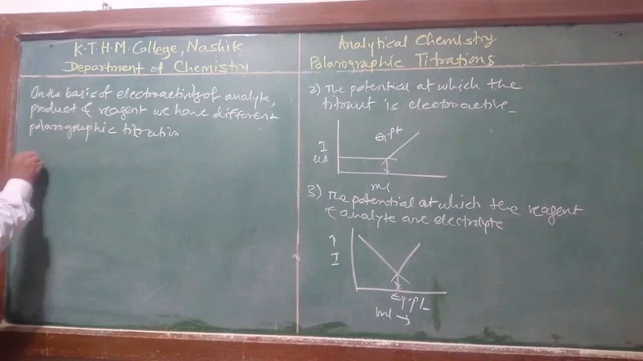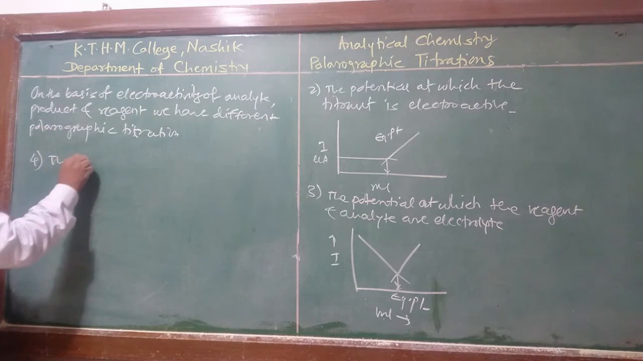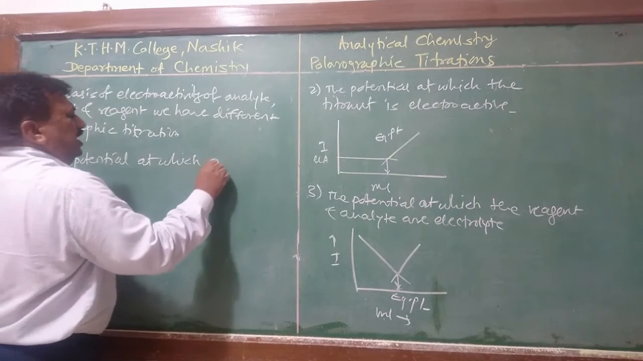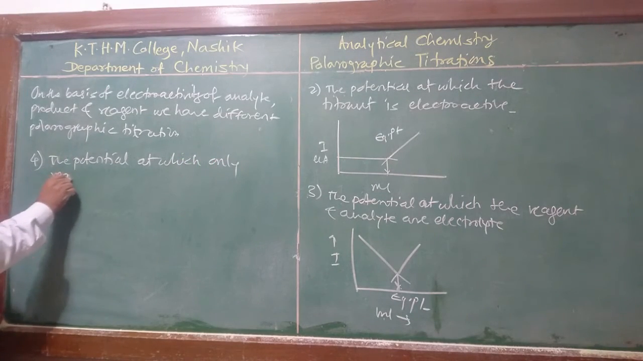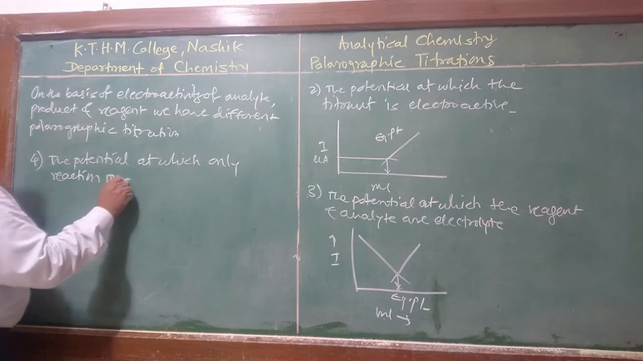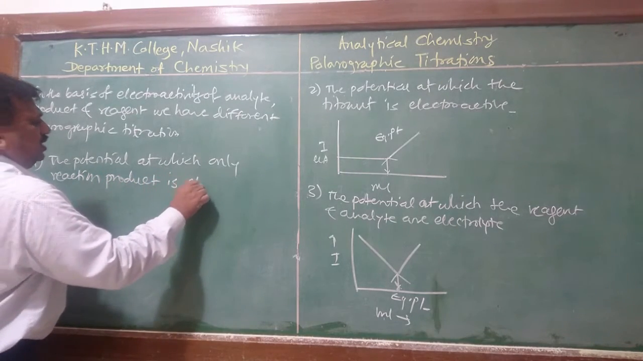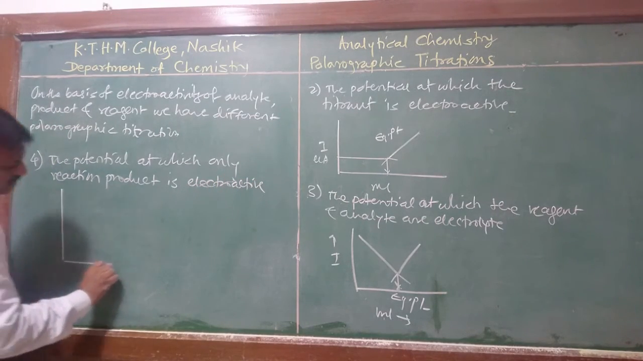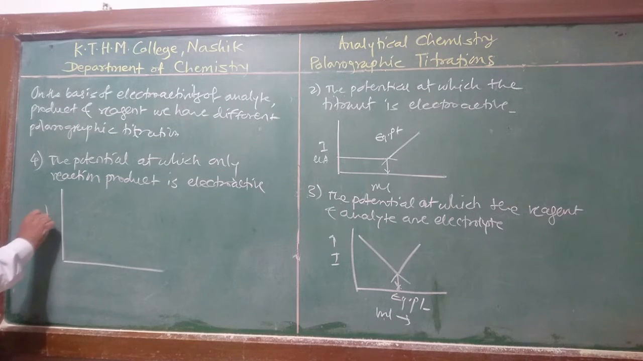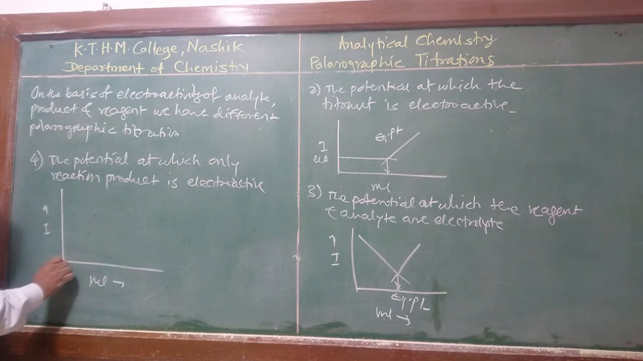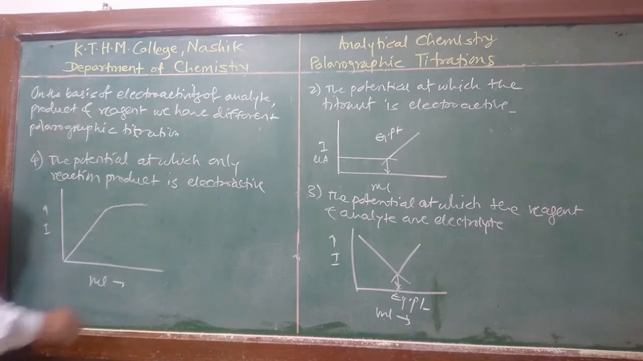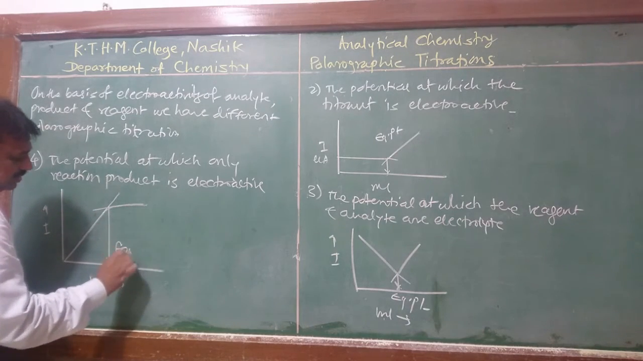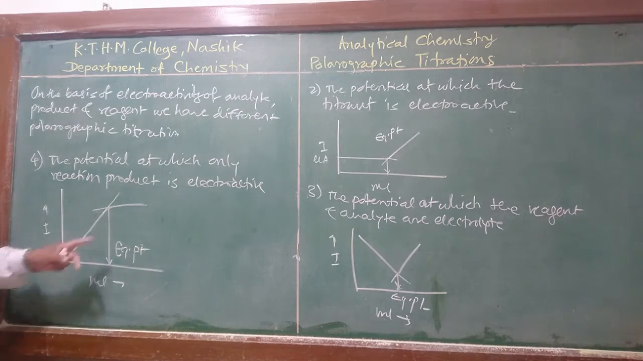Now the fourth is where the product is electroactive, the potential at which only the reaction product is electroactive. That means initially the diffusion current increases, and that becomes constant as product formation is not possible. As the product is formed, the diffusion current increases, and it does not increase after the equivalence point.